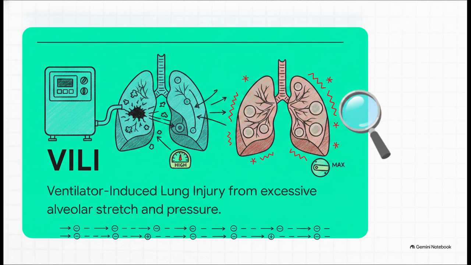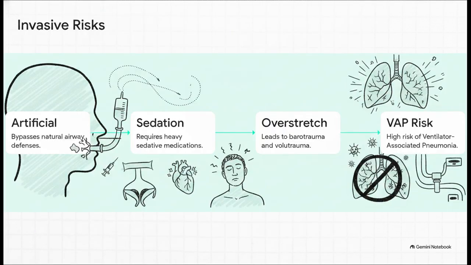This is the tragic irony where the very machine keeping the patient alive damages their vulnerable lung tissue. If we deliver excessive pressure, we cause barotrauma, literally rupturing alveoli and pushing air into the pleural space, which causes a pneumothorax. If we deliver excessive volume, we cause volutrauma, overstretching the lung tissue and sparking a severe inflammatory response.